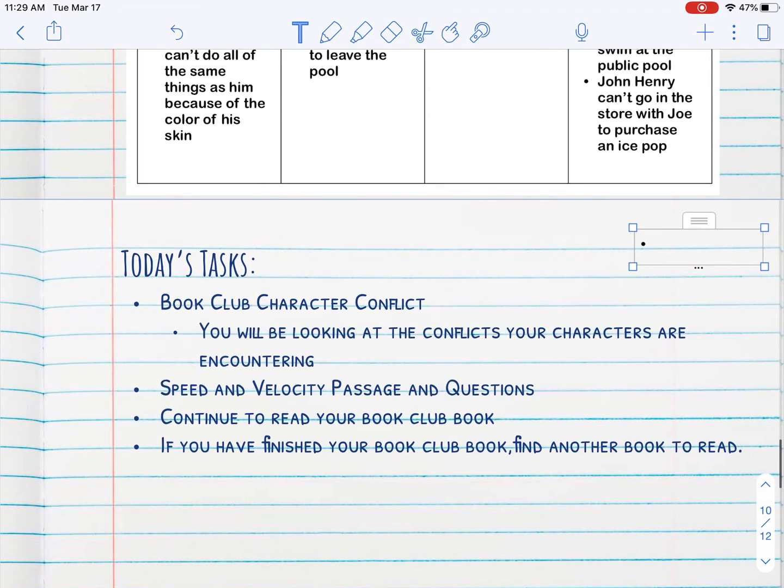So here's your reminder of what you have going on for reading block today. Again, I'll be available if you have questions. Feel free to email me, Seesaw message me. You can message through Canvas, however you feel comfortable. And I look forward to reading what you come up with about conflict.